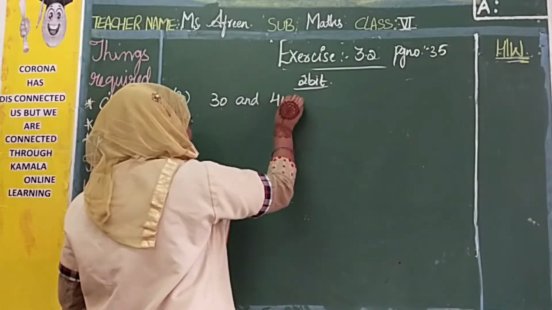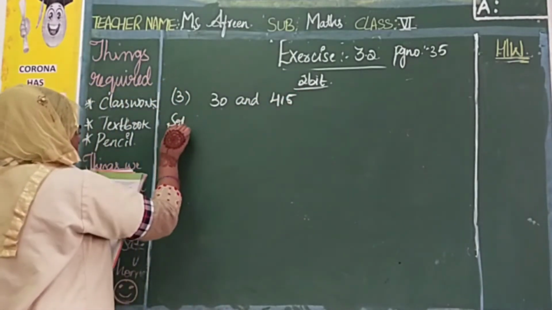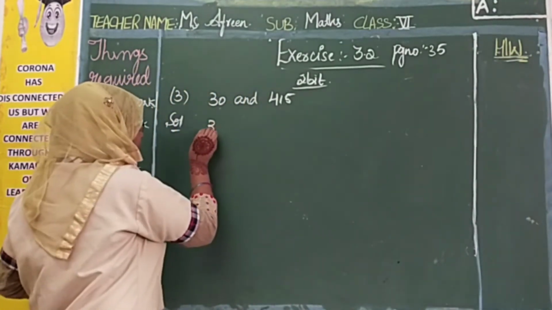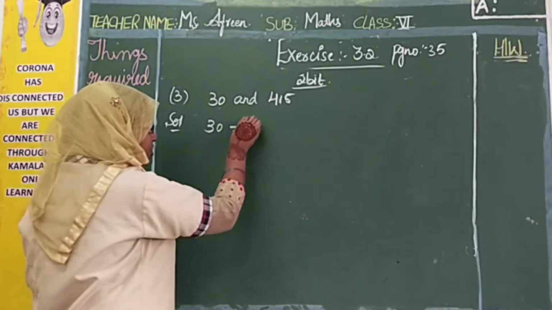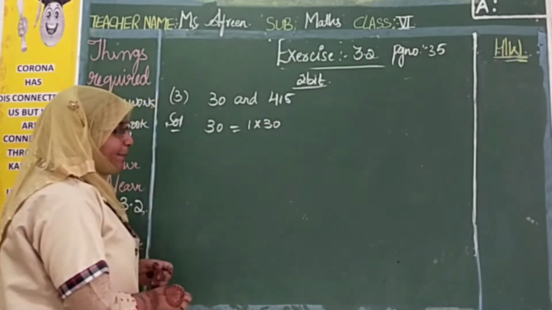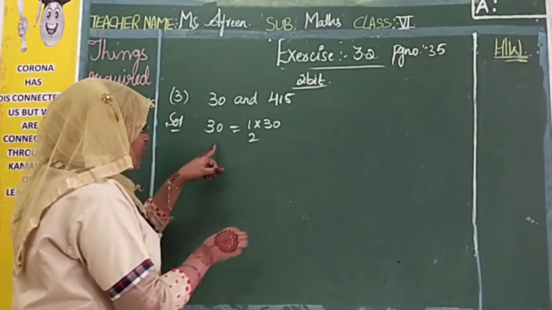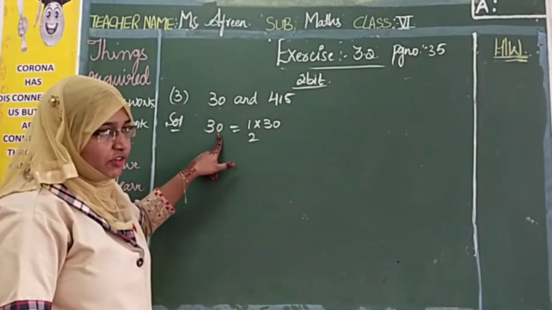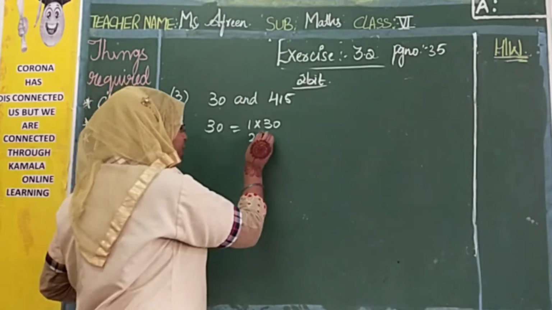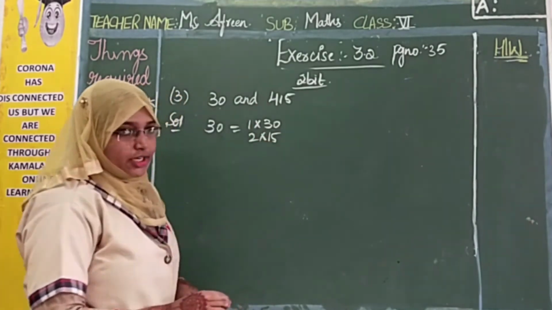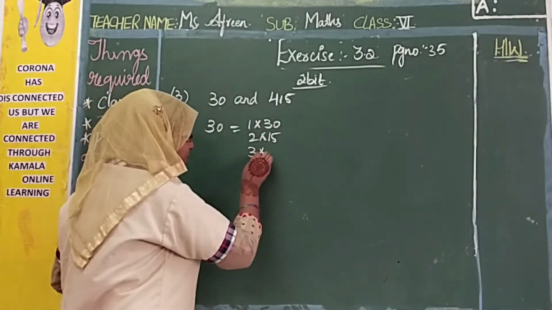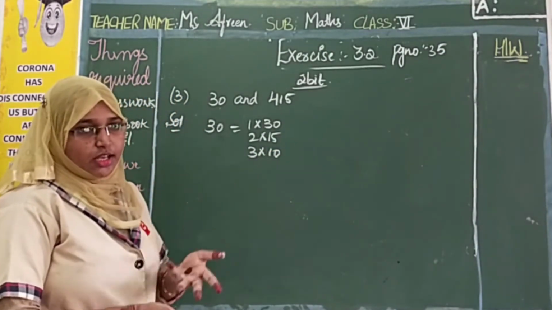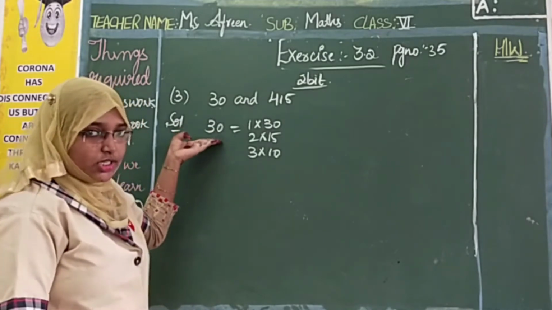Now we need to find factors for both. For 30, what are the factors? First, 1 into 30 is 30. 2 table will also satisfy, divisible by 2. The last digit should be 0, 2, 4, 6, 8. Here it is having an even number, 0. So 2 15s are 30. Next in 3 table, 3 10s are 30. So 3 plus 0 is 3. 3 is also divisible by 3. 3 ones are 3. Divisibility rule 3 is also satisfied.